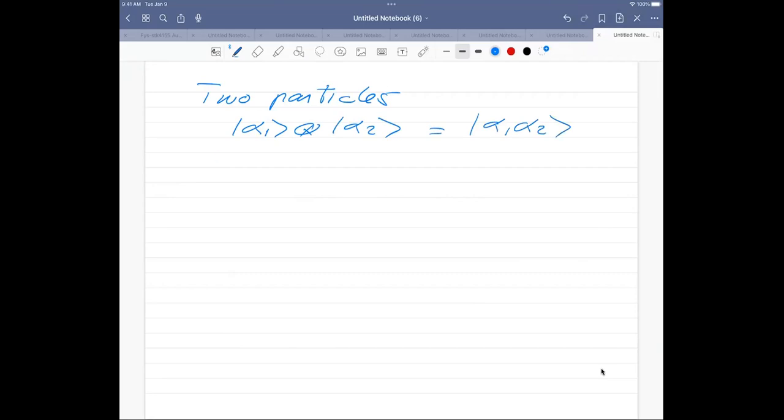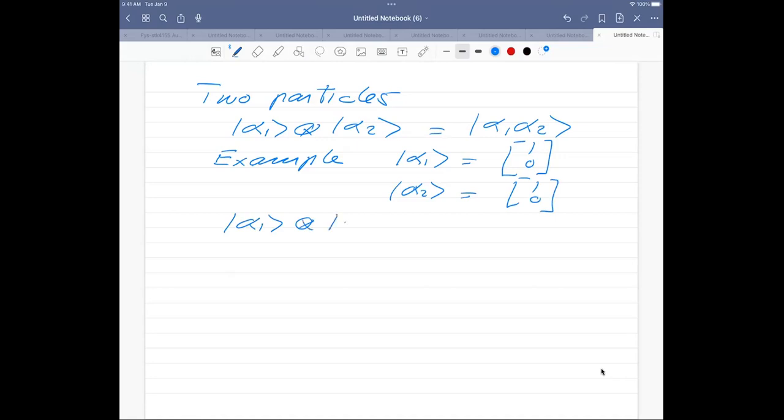Just to give you an example, if we have two particles, we could have two states. So we could have alpha 1, which is now given, if we write it out explicitly, by this vector. And then we could have an alpha 2, which is given by the same, just to give you an example. And that means that when we take the tensor product of these two states, this becomes equal to (1, 0, 0, 0). And sometimes we can label this as just alpha 1, alpha 2.